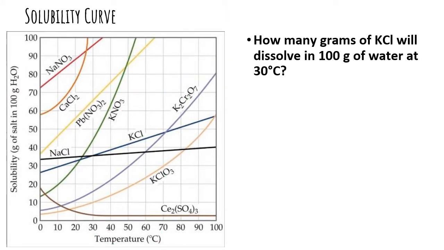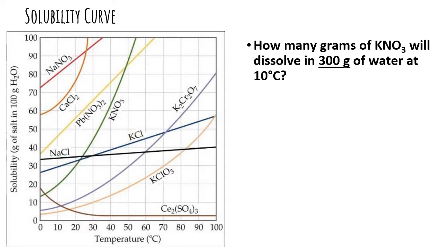How many grams of potassium chloride will dissolve in 100 grams of water at 30 degrees Celsius? So we have two things we need to look at. We need to go to 30 degrees Celsius, and then we know we're looking for potassium chloride. So I'm going to follow the 30 degrees Celsius line until I get to potassium chloride. And then I follow that over. This says 100 grams of water. That's what my axis says. So this is going to be 35 grams of potassium chloride that's going to dissolve in 100 grams of water.